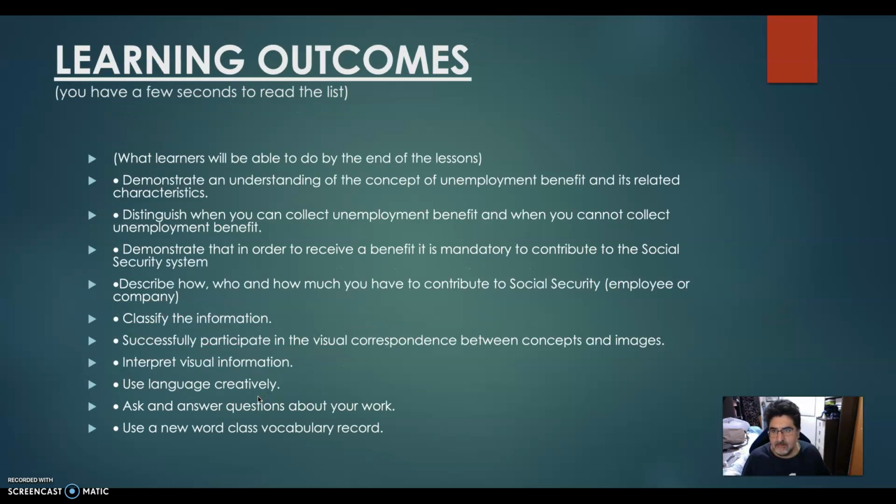Learning outcomes. You have a few seconds to read the list. The most important for me are: classify the information, successfully participate in the visual correspondence between concepts and images, interpret visual information, and use a new word class vocabulary record.